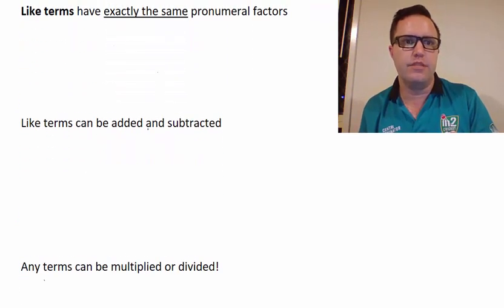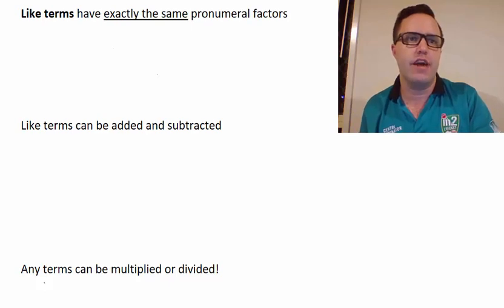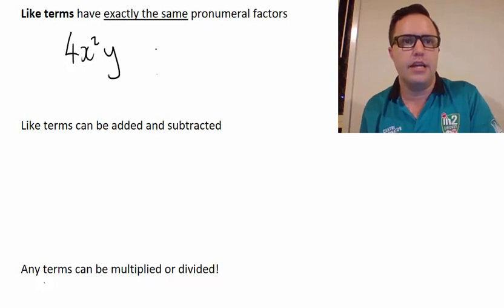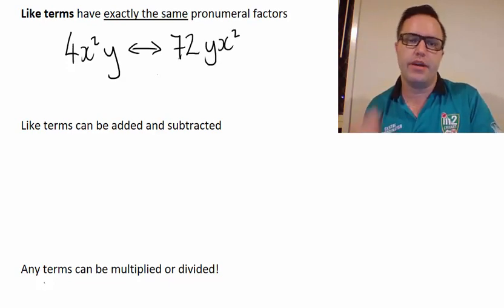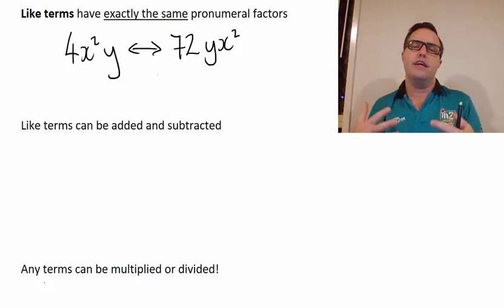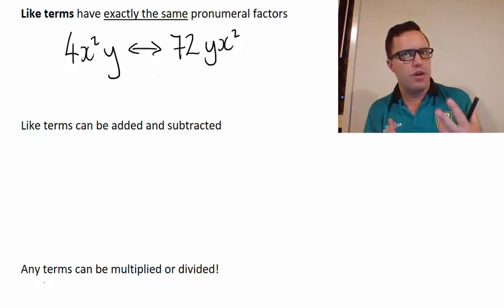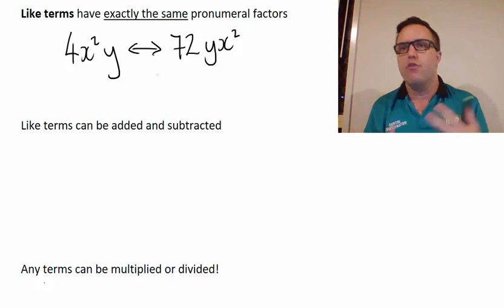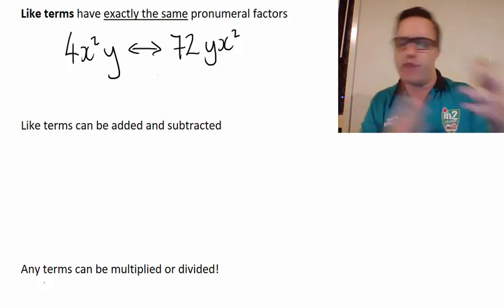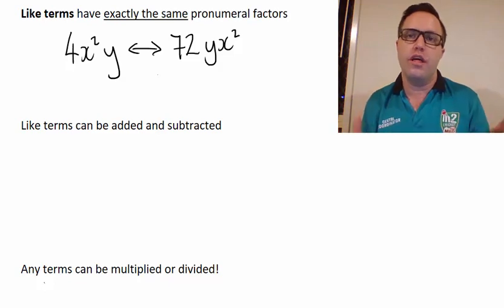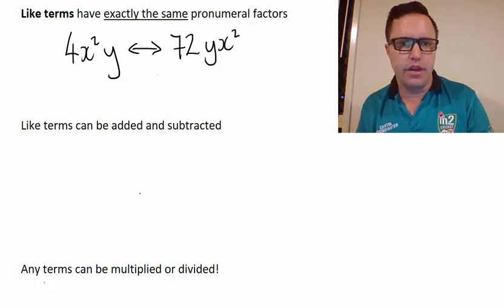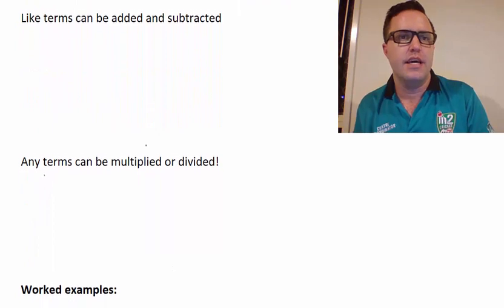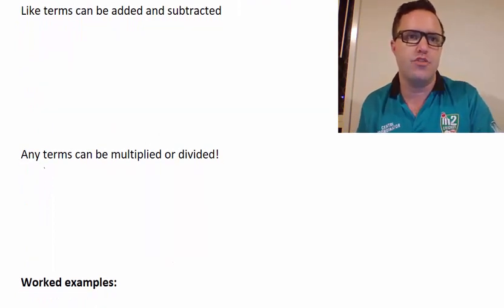Okay, like terms have exactly the same pronumeral factors. So if we had 4x squared y, it's a like term with 72yx squared. Okay, so the pronumeral factors means that they've got exactly the same letters where those letters have exactly the same powers. Remember, in multiplication you can switch it around with any order, so it doesn't matter which order the letters themselves are in. Okay, and it's important you remember this because our like terms can be added and subtracted.